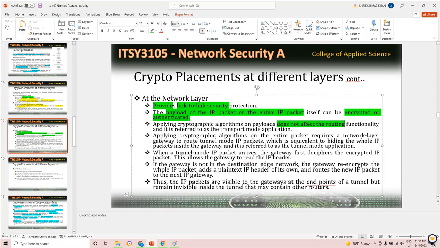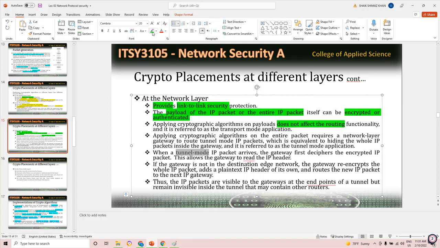Okay. So the network layer provides link-to-link security, from network layer to network layer. The first option I explained is that the payload of the IP packet, or the entire IP packet, is encrypted or authenticated. It does not affect the routing. Please understand, it does not affect the routing. A tunnel mode option is also used.